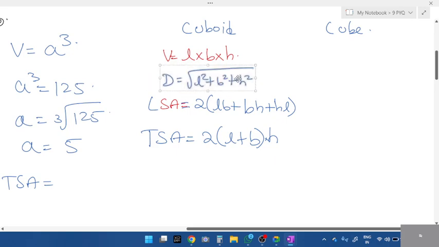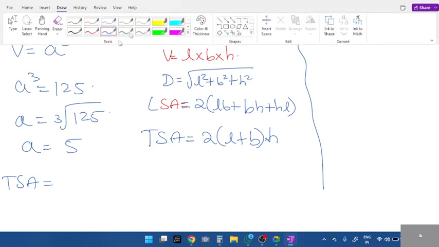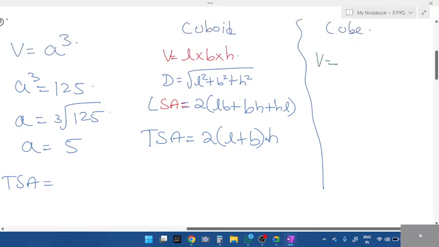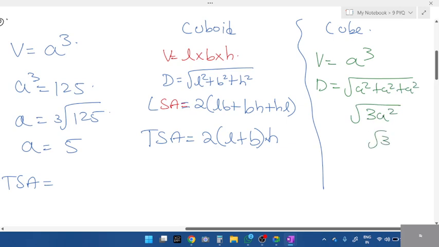Go through cuboid, students. For cube, just replace everything with A value. What is A into A into A? A cube. Then what is diagonal of a cuboid? Look here. A square plus A square. How many A squares are there? 3A square. In that root 3 will remain as it is. What about A, students? You have to take A outside.